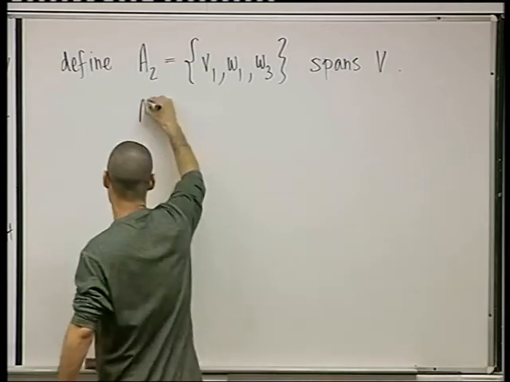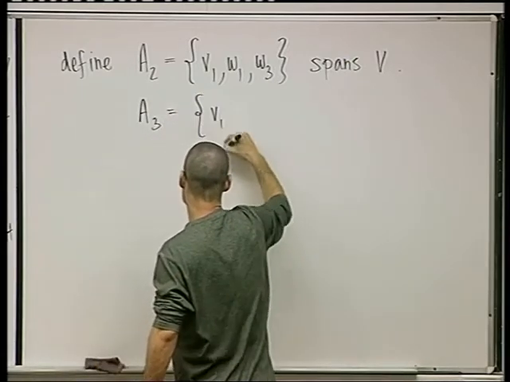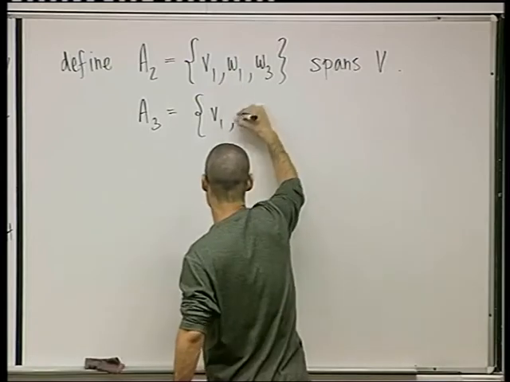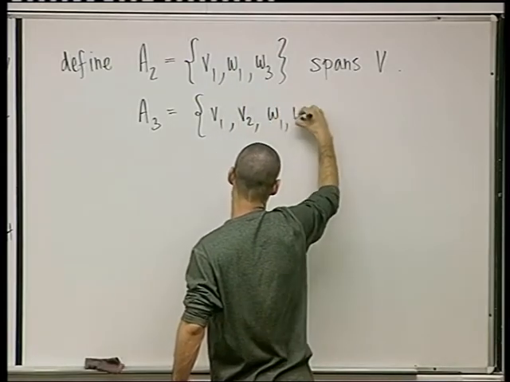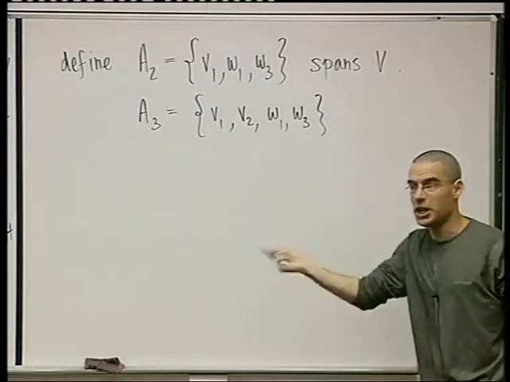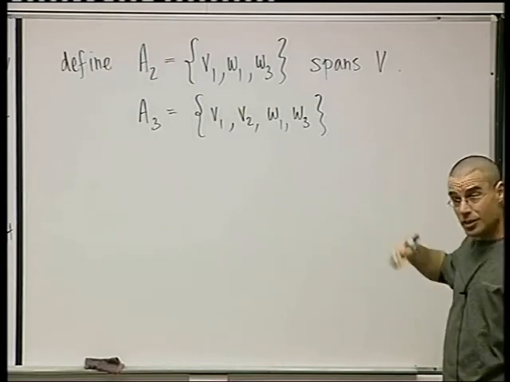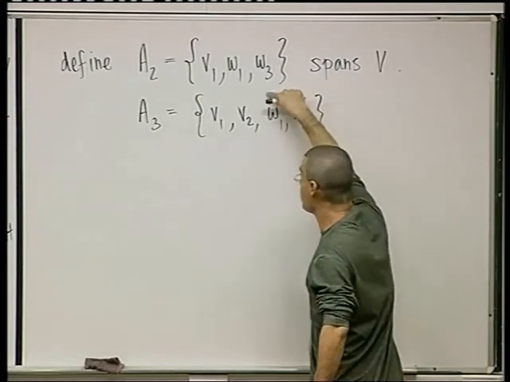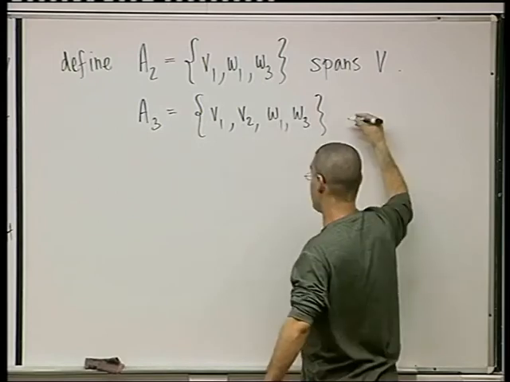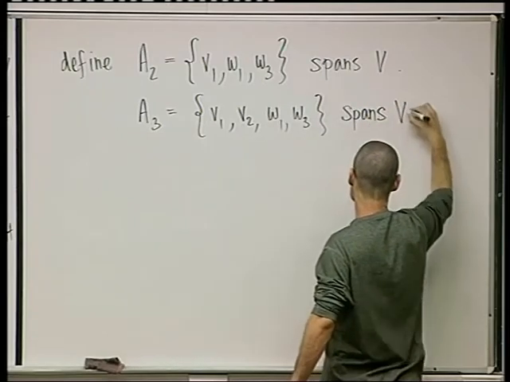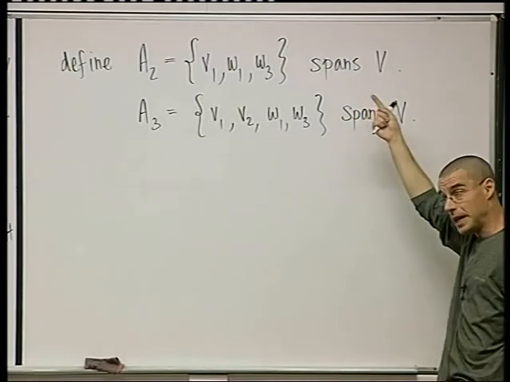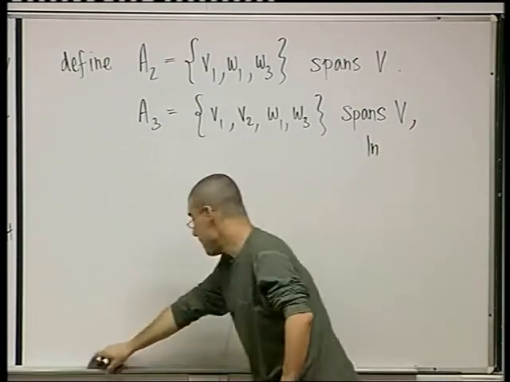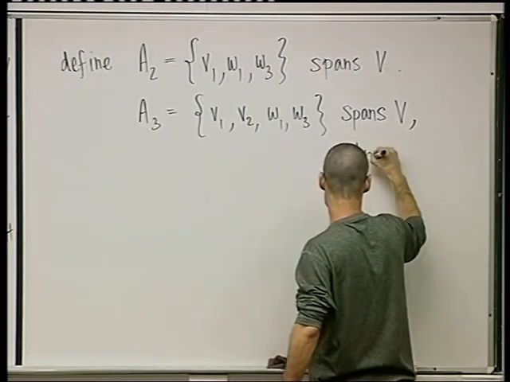And now we're going to define A3 to be A2 plus another element from B. B was the V's, okay? So we had V1, I'm throwing in V2, and I have W1 and W3. Okay, so do you see the exchange game here? It's a beautiful idea. It's just a cool idea, okay? So what do I know about A3? It spans V because A2 already spanned V, and I added another guy. So A3 spans V. And it's linearly dependent for the same reason, right?